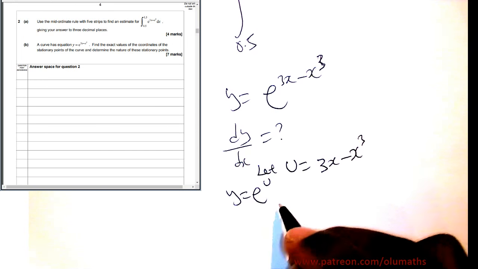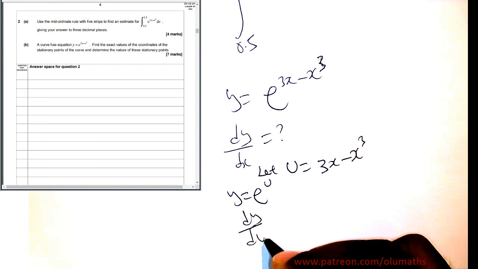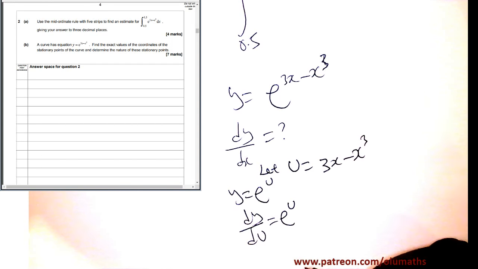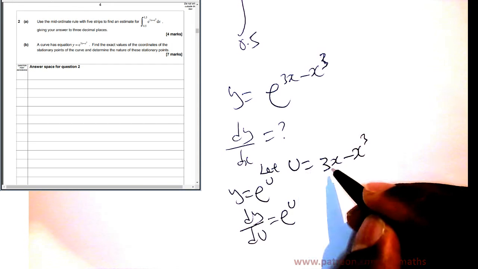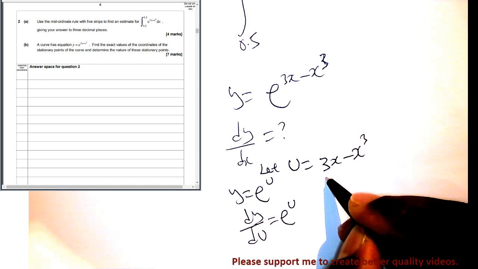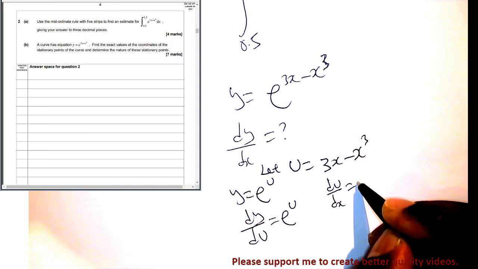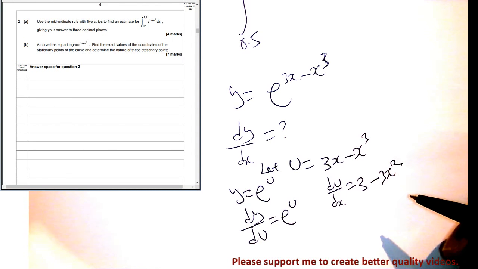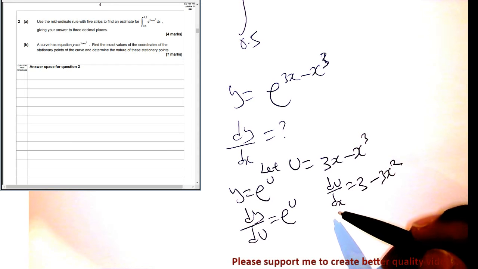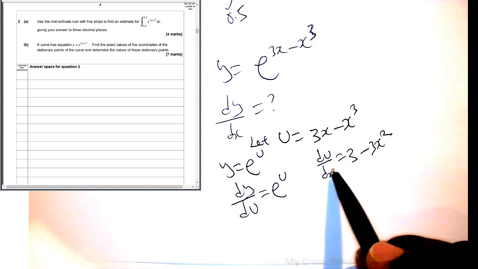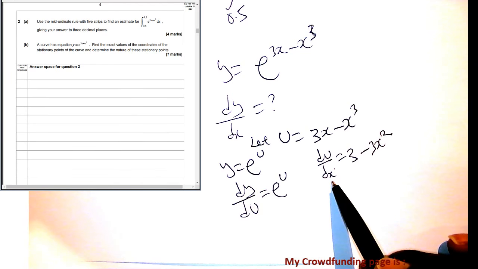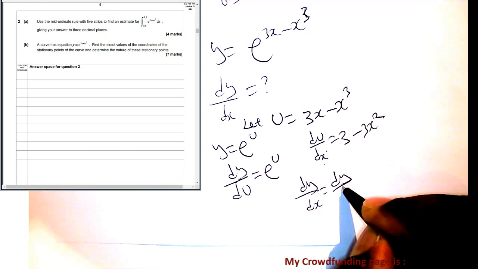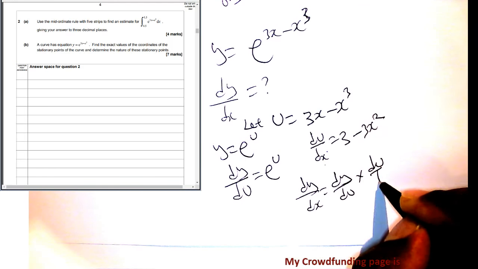Looking at y equals e to the u, dy/du is again e to the u, because exponential will always be the same. Whereas, looking at u equals 3x minus x cubed, du/dx can be said to be 3 minus 3x squared. Fine. If you know du over dx and you know dy over du, multiplying both of them is what chain rule is all about. So, dy over dx is dy over du times du over dx.